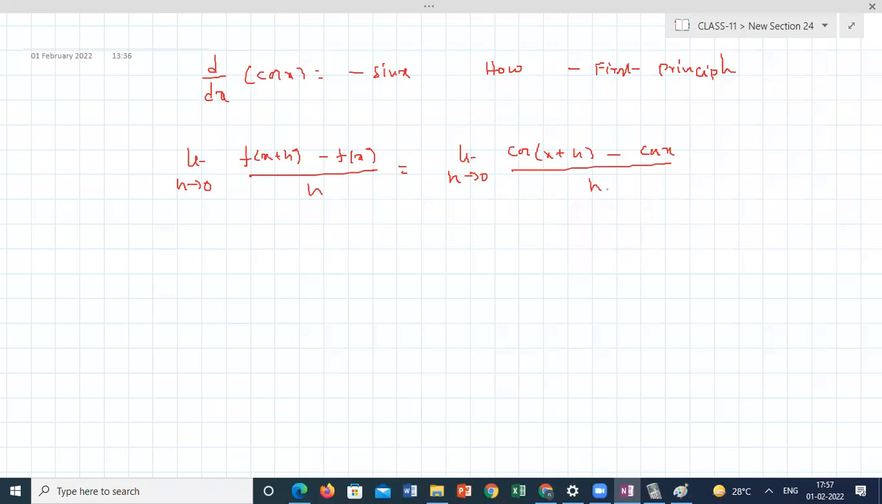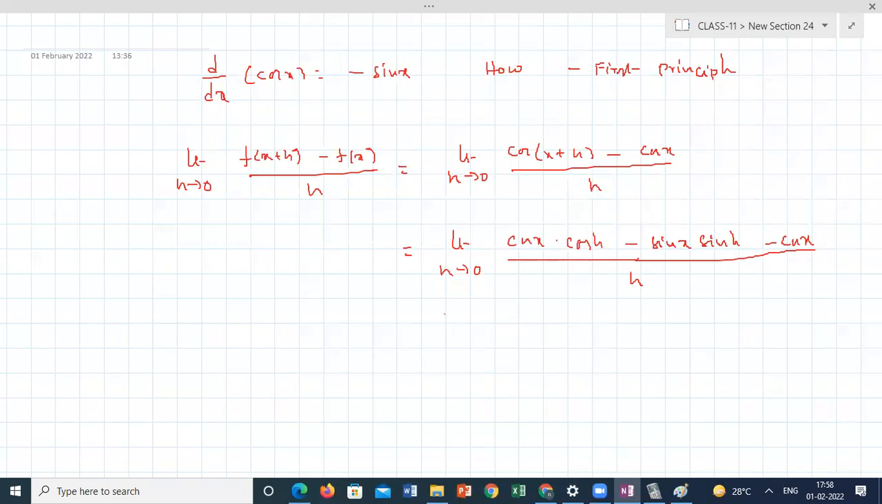How to handle this question? Same as sine. How will we handle this question, students? Limit h tends to 0. Sir, cos x cos h minus sin x sin h minus cos x divided by h. So how will we handle this? cos A cos B minus sin A sin B minus 1.